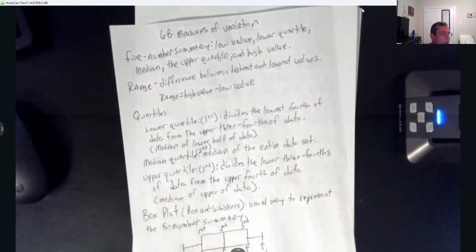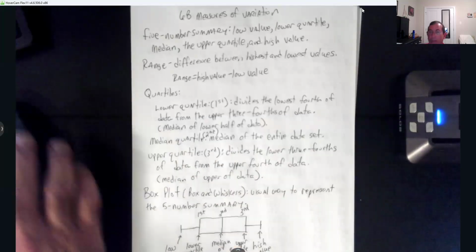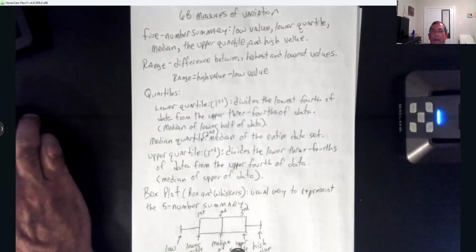All right, y'all. So let me see. Do y'all have any questions? All right, so I don't really have a bunch today. I just wanted to show y'all the 5-number summary, the box plot, and then that standard deviation again.